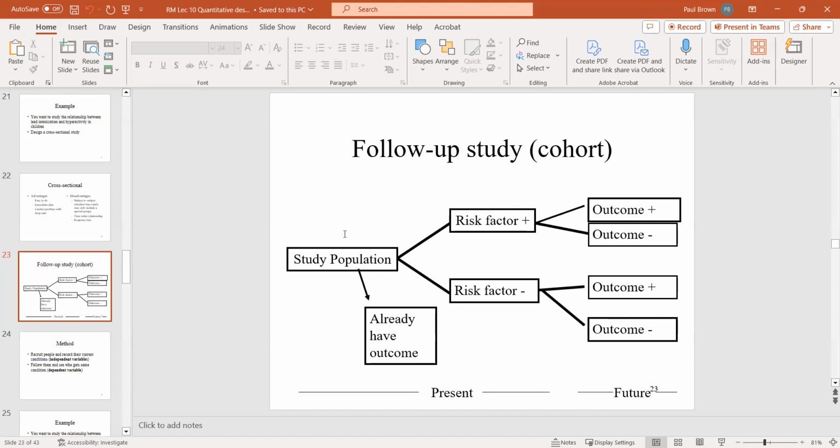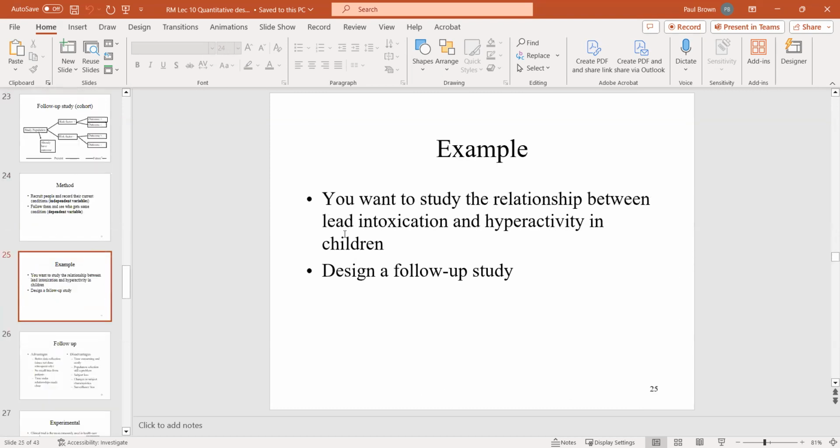Okay, so let's take lead intoxication and hyperactivity in children. So what's your dependent variable?